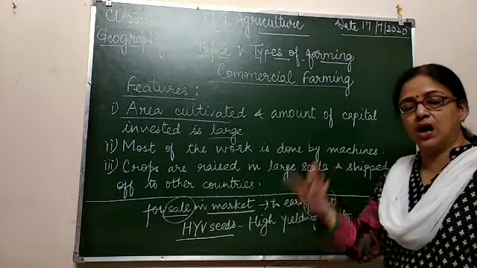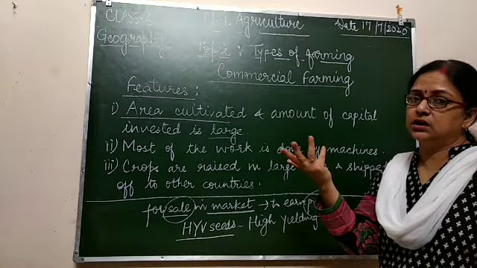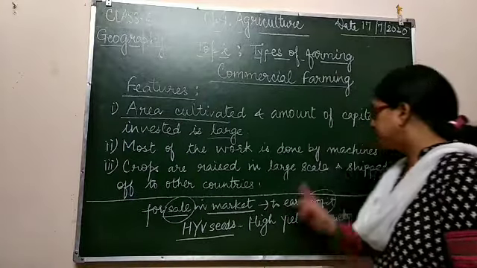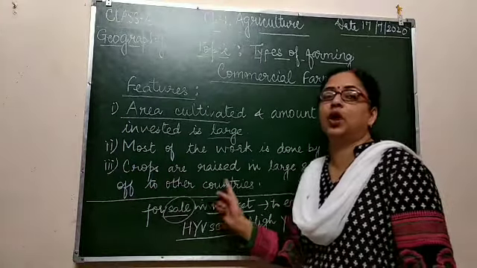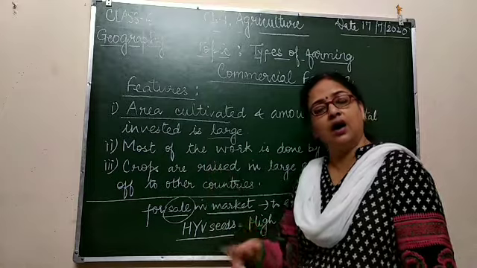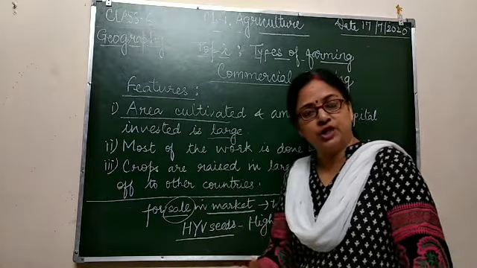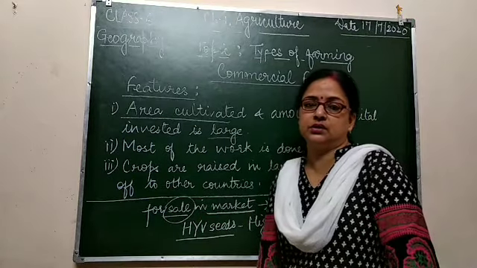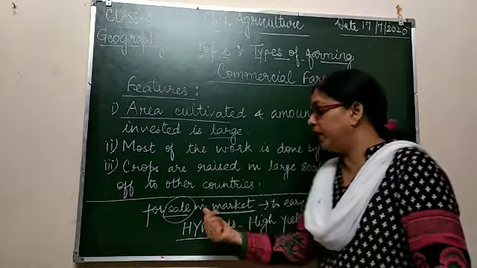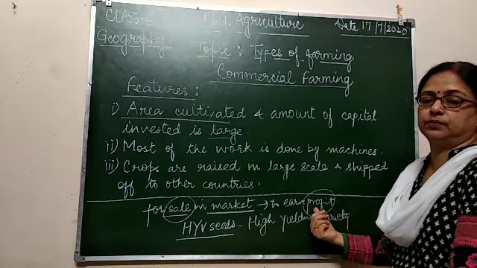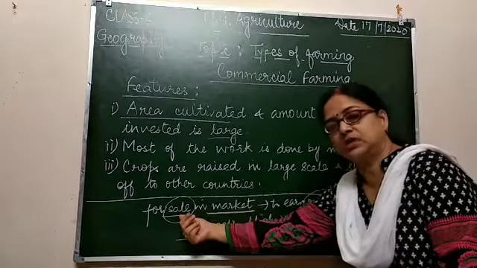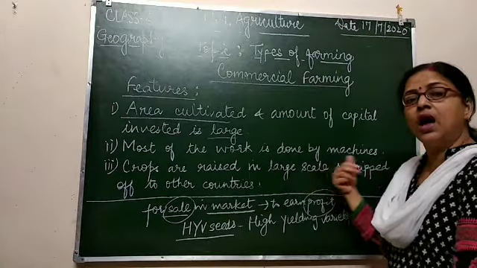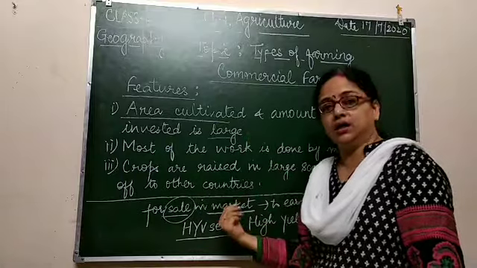Third, crops are raised on a large scale. What crops are they growing? They are producing on a very large scale and shipping off to other countries. After the production they export to other countries to earn more and more profit. Their purpose is to sell in the market to earn profit, so they are producing more and more to export to other countries.